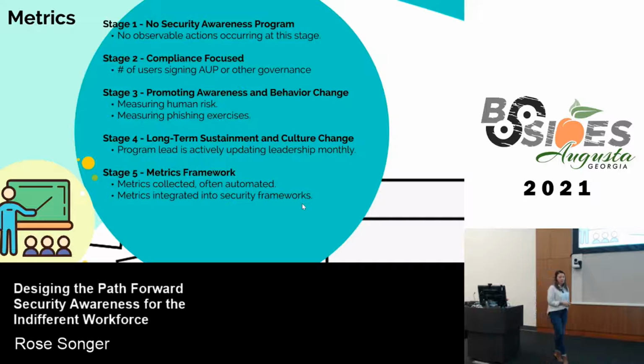Then we have stage 5. So metrics are collected, and they're often automated. So now you're not having to do anything for them. They're just kind of generating themselves. And then the metrics are integrated into your security frameworks. So everything that you're doing within your security program, you have these metrics integrated, and you're understanding how they're impacting your security awareness, your human risk, whatever you're trying to measure.